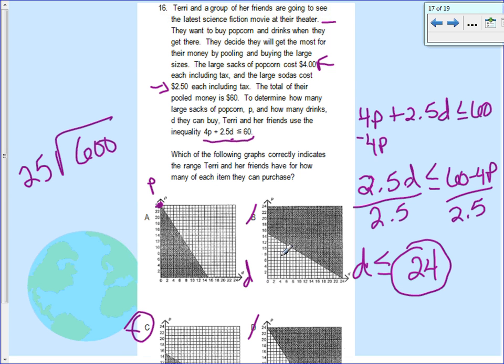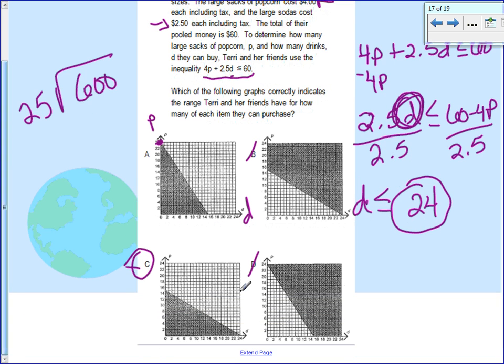Does that make sense? We solved for D. That's what I did. So our intercept for D was at 24, which is C right here. Does that make sense, Alondra? Yeah. So they tricked you on that one.